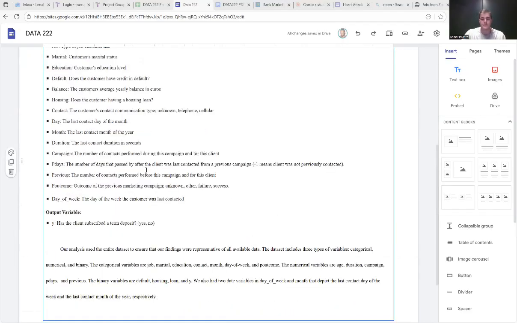Essentially, our main focus was how many clients have subscribed to a term deposit, but we also use some input variables to help us reach the conclusion on which types of clients, with several different factors, could affect their decision-making or success rate.